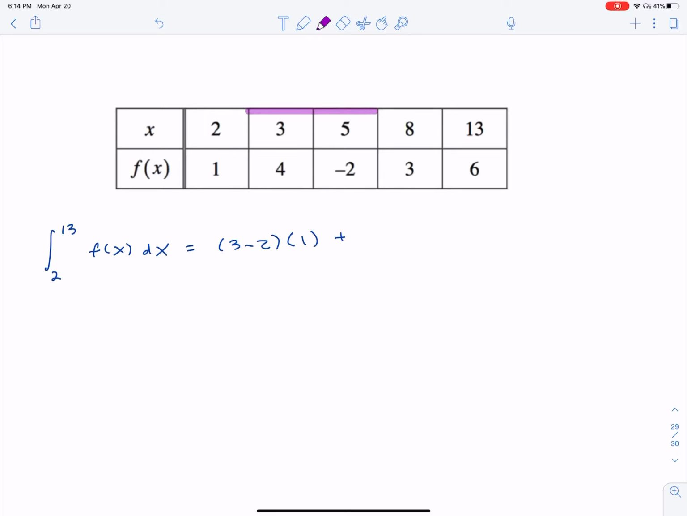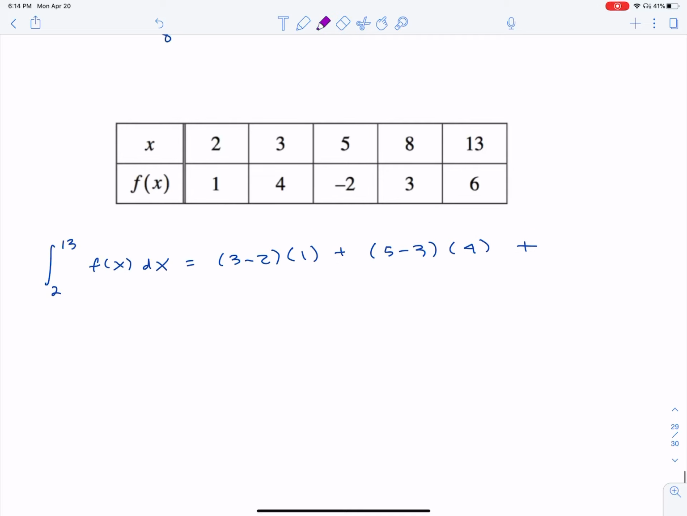So now the base of this next rectangle is going to be, whoops, I'm doing this in finger paints. It's going to be 5 minus 3, right? That's going to be the base, and the height, again using the left-hand side, is 4. And let's continue. From there, I'm going to go from these two.